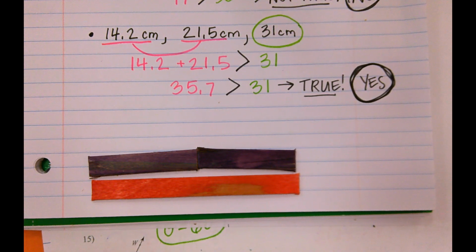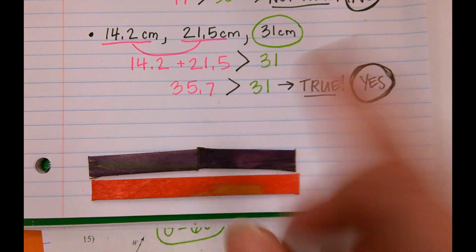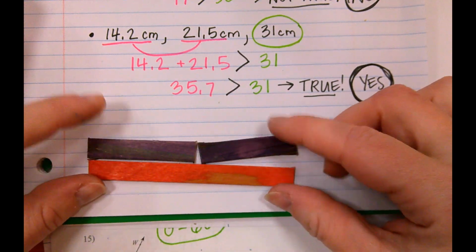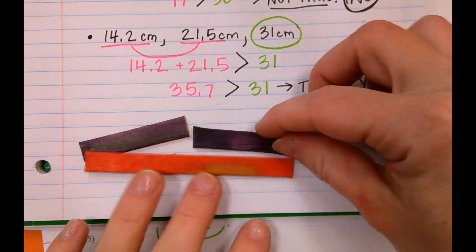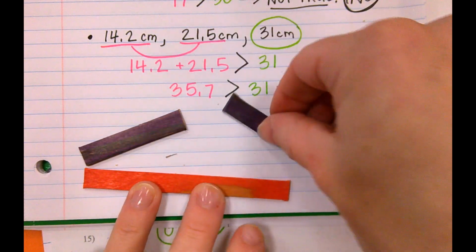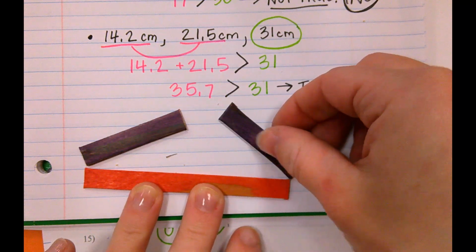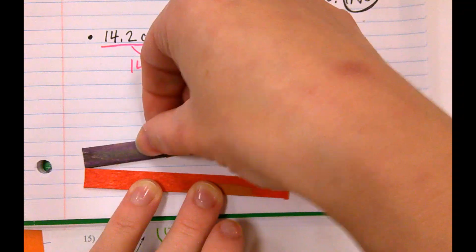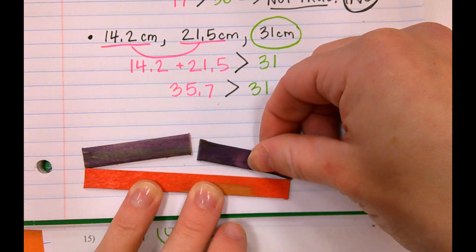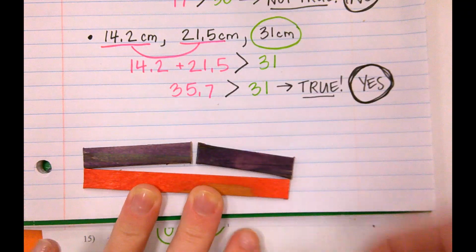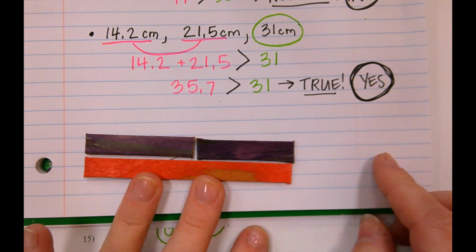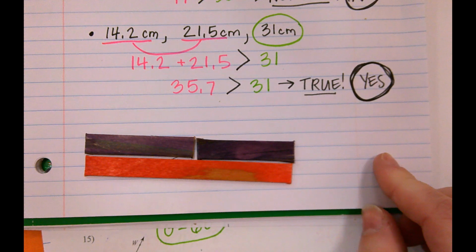Well, they're not greater than, so the theorem says that it won't make a triangle. And I'll show you, when I try to put these together, it will be really close. But no matter what I do, no matter how much I try to tilt those down to make a triangle, those ends will never meet because they're exactly the same size. They'll end up making a straight line. So if it's equal, it's not a triangle. It won't work.